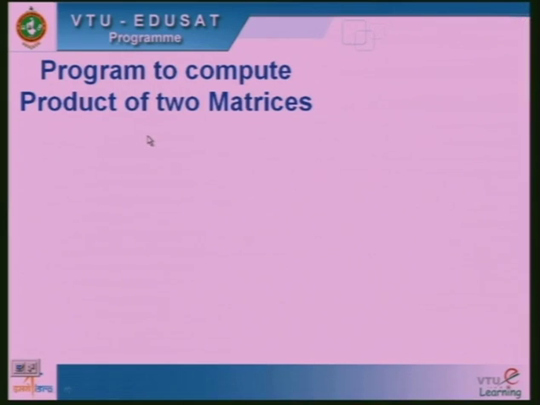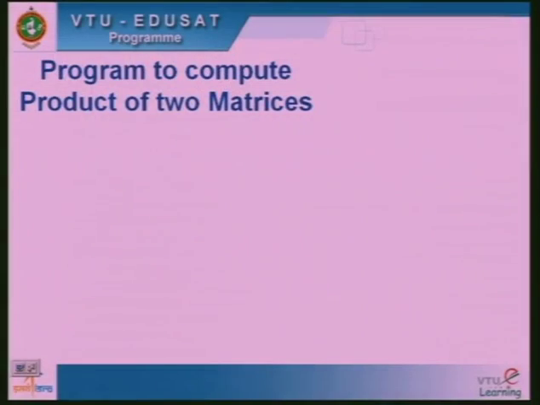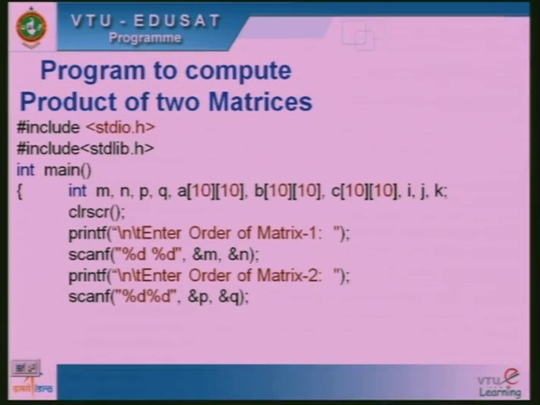So here we must have matrix A, matrix B, and also matrix C. Matrix A is of order m cross n, matrix B is of order p cross q, and matrix C will normally be of order m cross q, as we will see in the program also. Now, initially with the declarations, these are the statements and the variables that are necessary for programming this.